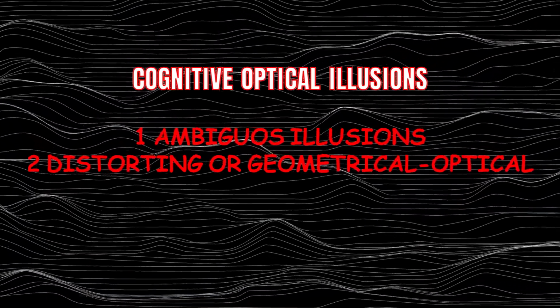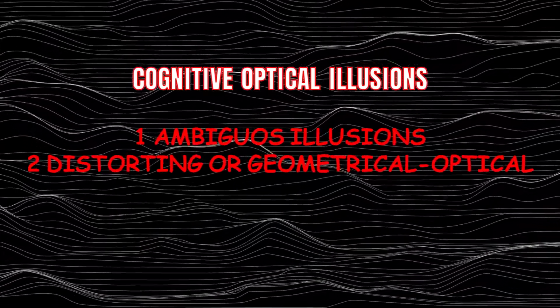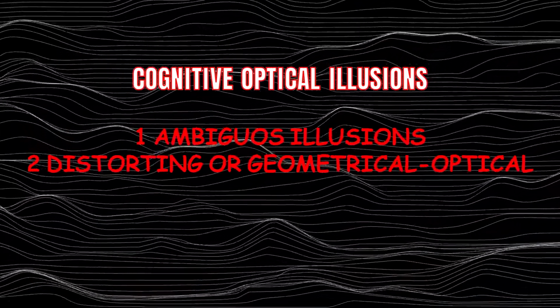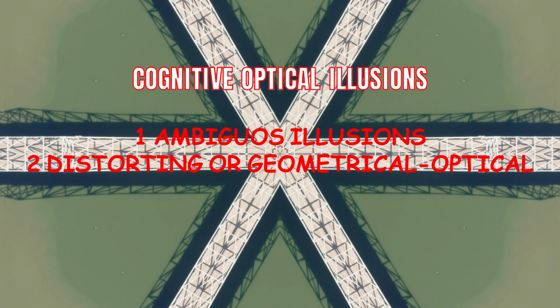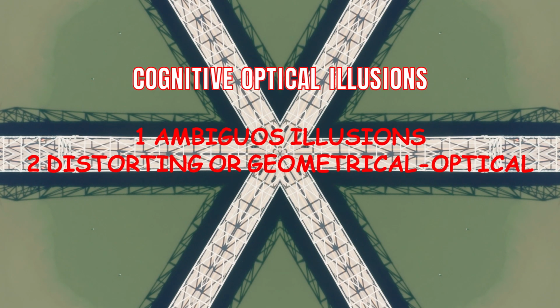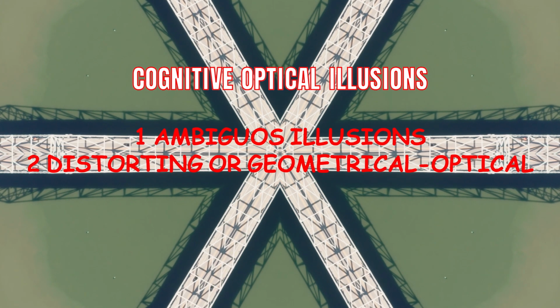These examples illustrate how our brain can be tricked into misjudging size, length, position, or curvature due to the surrounding visual context. Distorting or geometrical optical illusions reveal the intricate processes involved in visual perception and how our brain interprets visual cues. Cognitive optical illusions.